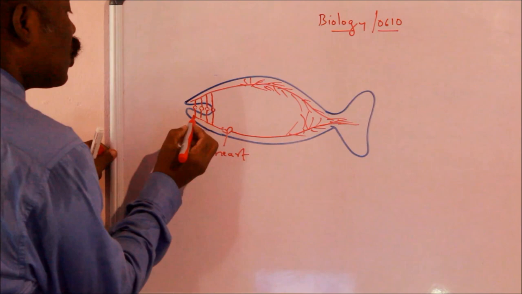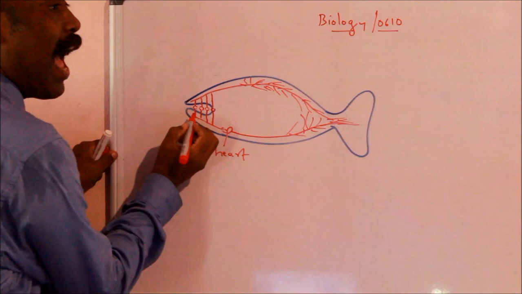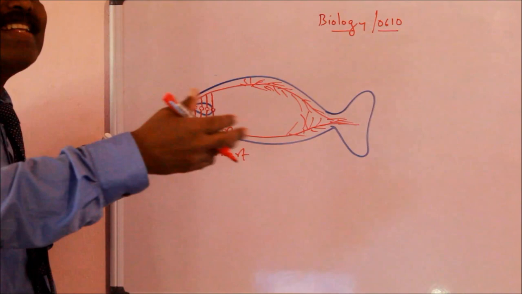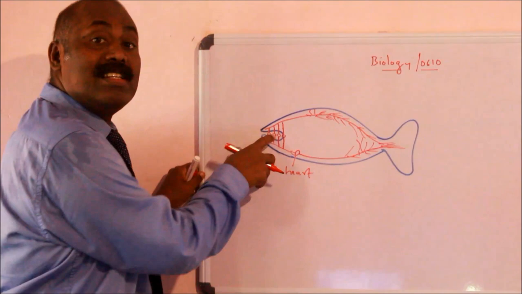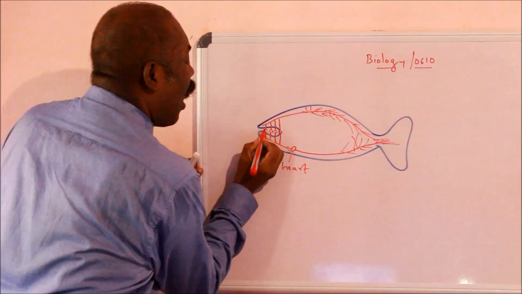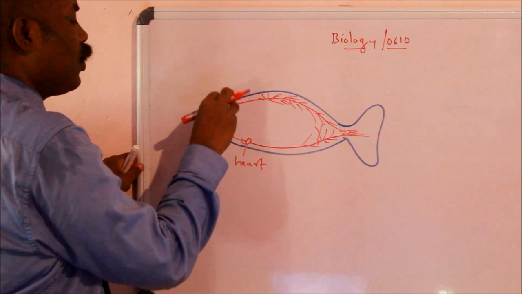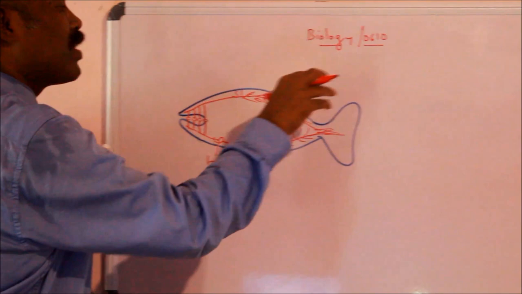So this blood from the ventricle will be pumped to the gills, and when blood passes through the gills, at that time gas exchange takes place. From the water, oxygen enters into the gills, and from the gills, carbon dioxide passes out into the water. After this gas exchange, the oxygen moves into the blood vessels, and it will be supplied to all the cells via capillaries.